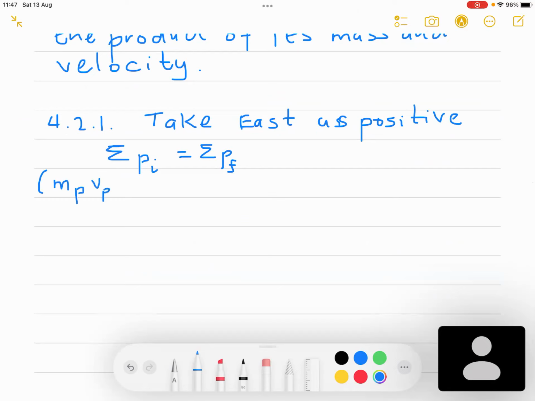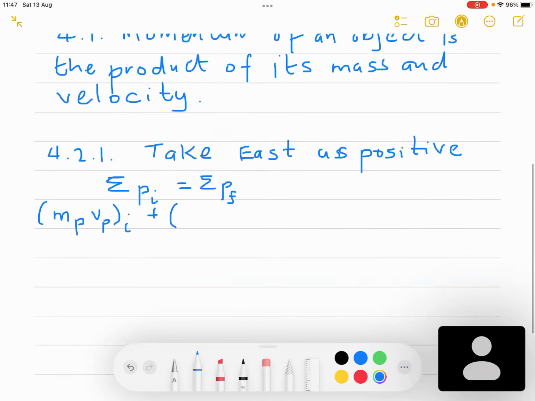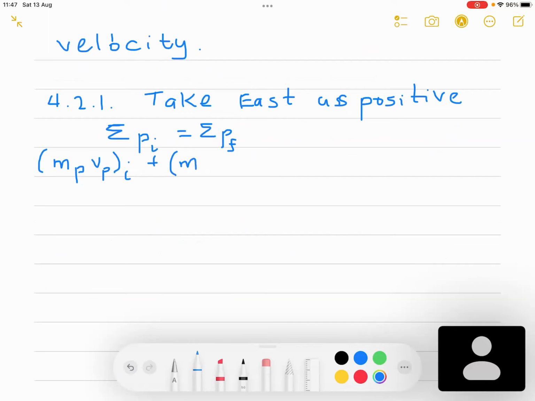multiplied by the velocity of P initial, I'm calling it i instead of writing m_P v_Pi. Plus, I also have Q, written as a capital, so it's m_Q v_Q initial. Those are the only two. That must equal the mass of P times v of P after the collision, or final, plus mass of Q times v of Q final.